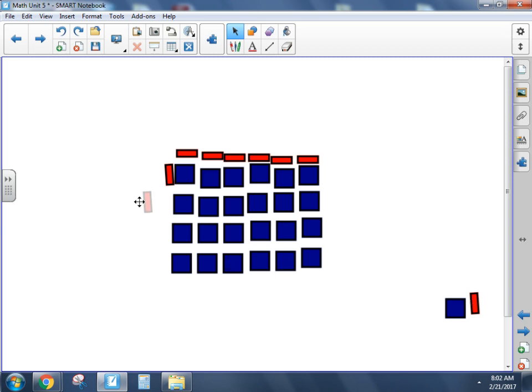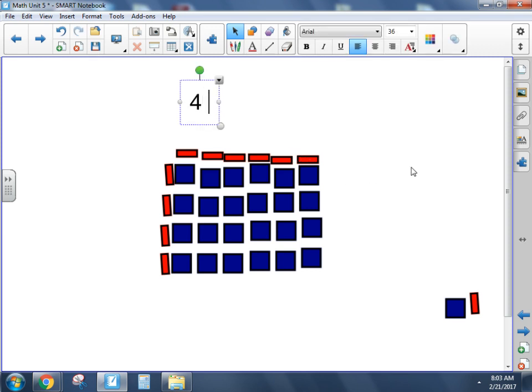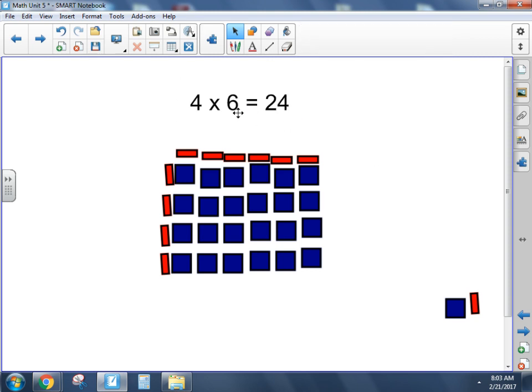So now that I've got my 4 rows of 6, one way that I can think about an array is that I can actually separate this array into a couple of different equations. The equation that we have here so far is 4 times 6. And of course, you know that the answer is 24 if you were counting. So you could use the 6 song, the 4 song.